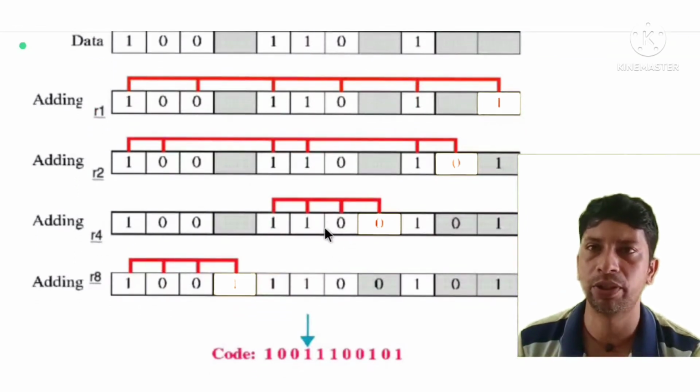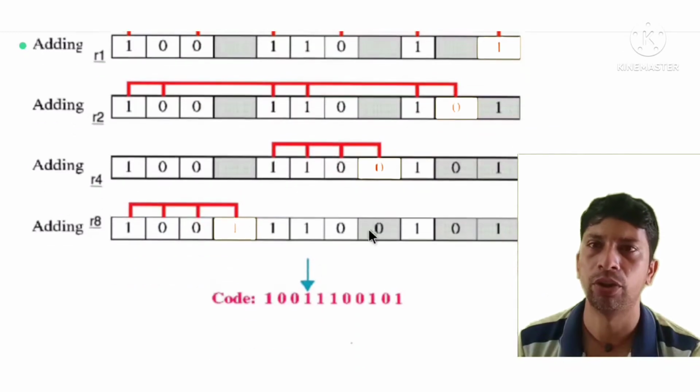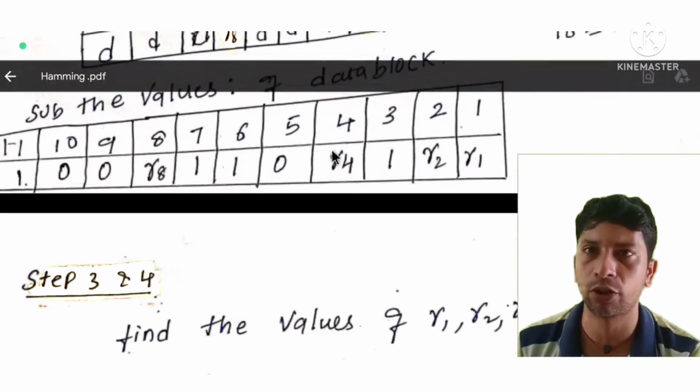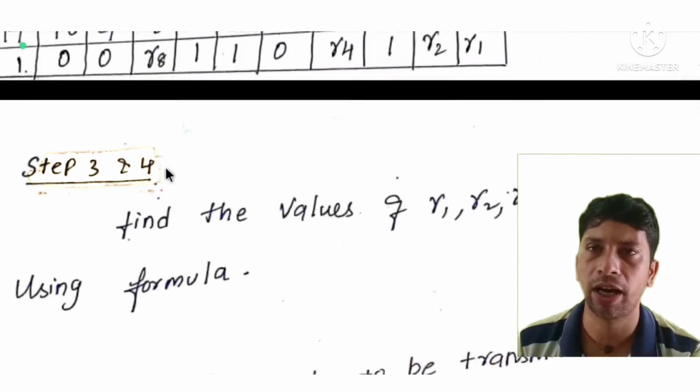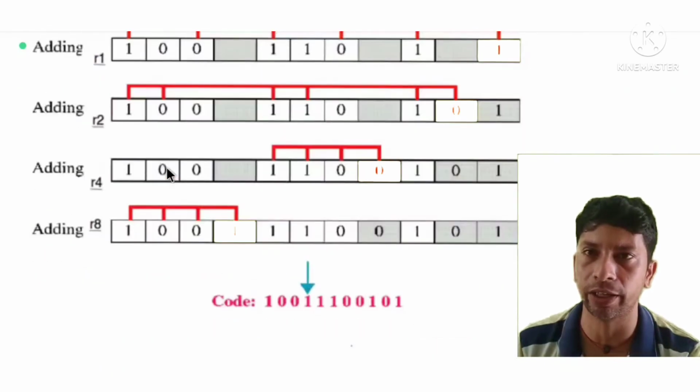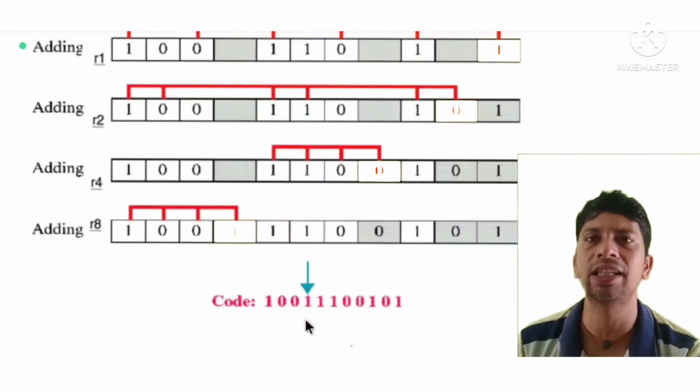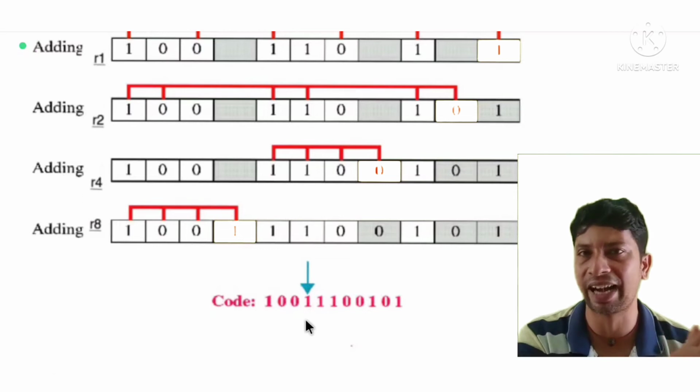Right? R2 is going to be 0. 1, 1 is going to be 0. This is how we get the value. Now I have inserted these values, which were written as R1, R2, R4, R5. I have inserted these values here. These values are found and this code word will be transmitted.